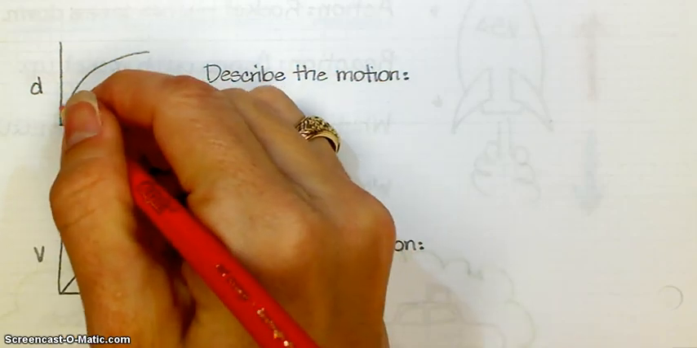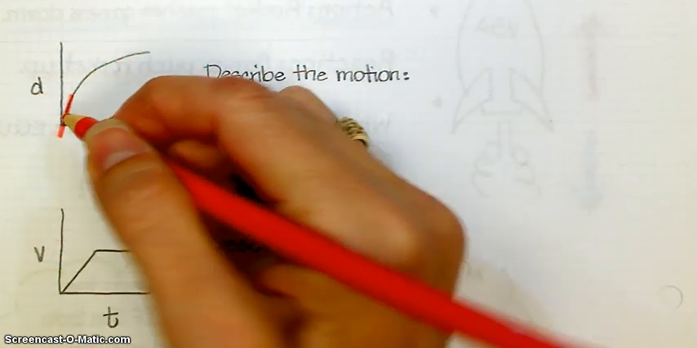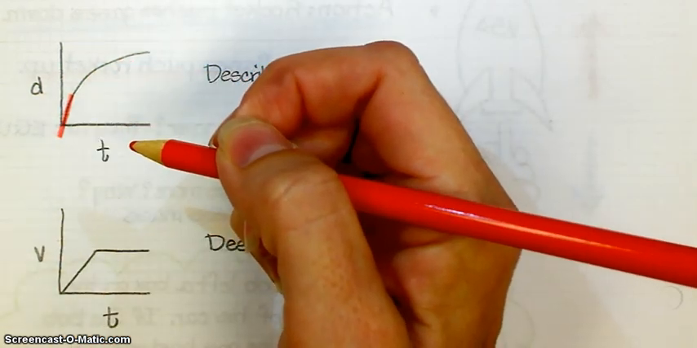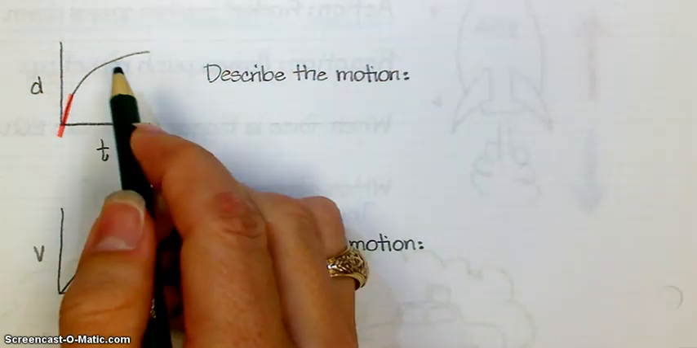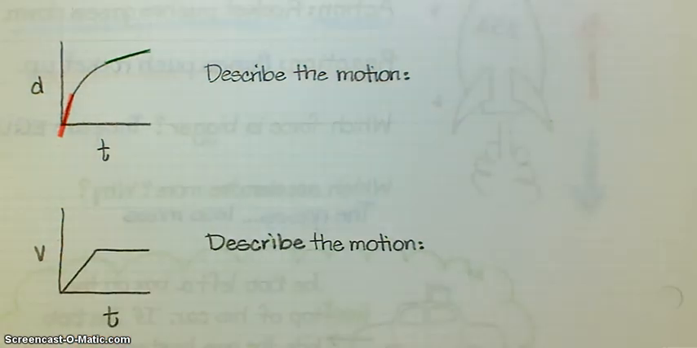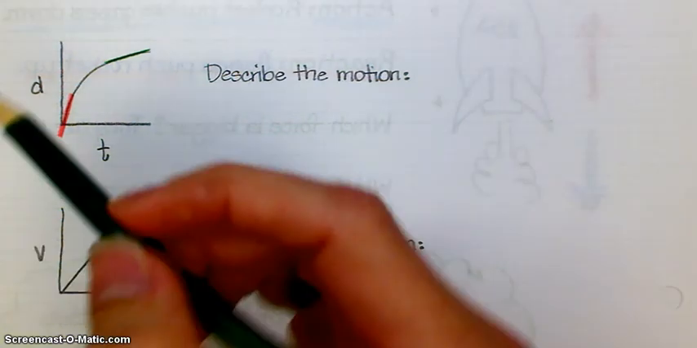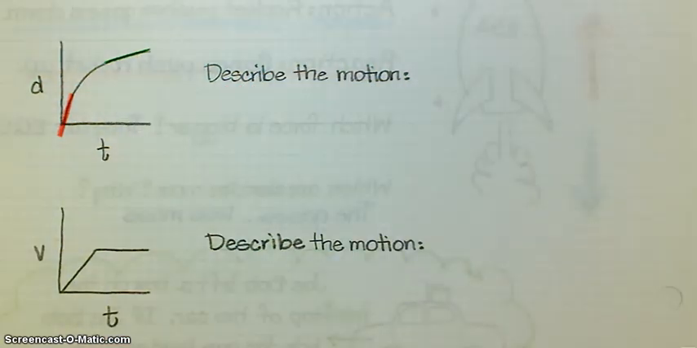So at first, at the beginning, the line is fairly steep. And remember that a steep line on a distance versus time graph means that an object is moving pretty fast. But then it gradually gets flatter. Okay, so towards the end it's getting pretty flat. And that's going to indicate less speed, so slowing down. So if it starts fast and gets slow, then that object is slowing down.